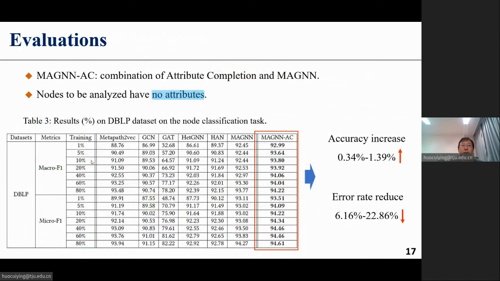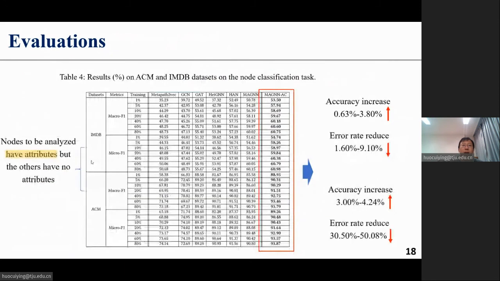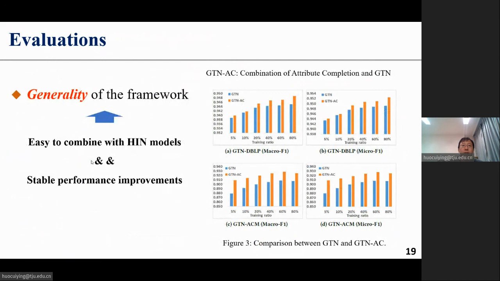Here is a classification result on the first type of this site, DBLP, and this is results on the second type of this site, that is IMDb. In both these two cases, our framework has a stable improvement. Here is a result of our framework combined with another popular heterogeneous GNN model, that is GTN. Our framework still has a stable performance improvement. This partly validates the generality of our new framework.